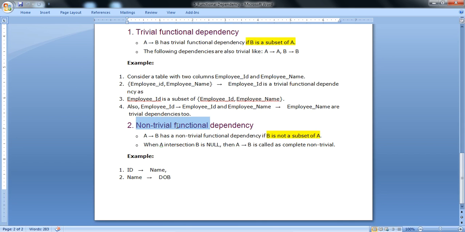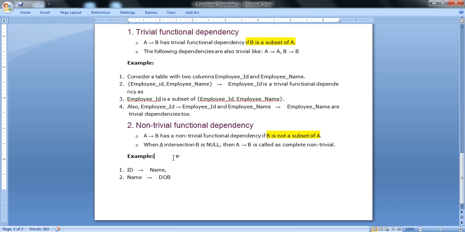Now the second type: non-trivial functional dependency. A → B is a non-trivial functional dependency if B is not a subset of A. It is the reverse of trivial functional dependency. If in the relation the dependent B is not a subset of A, then we say it is a non-trivial functional dependency. When A intersection B is null, meaning there is nothing common between A and B, it is called a completely non-trivial dependency. Here, A intersection B is not null. That is simply the condition. ID → name is a relation, where ID is the determinant and name is the dependent. Name is not a subset of this determinant. That's why we can say this relation shows a non-trivial functional dependency.